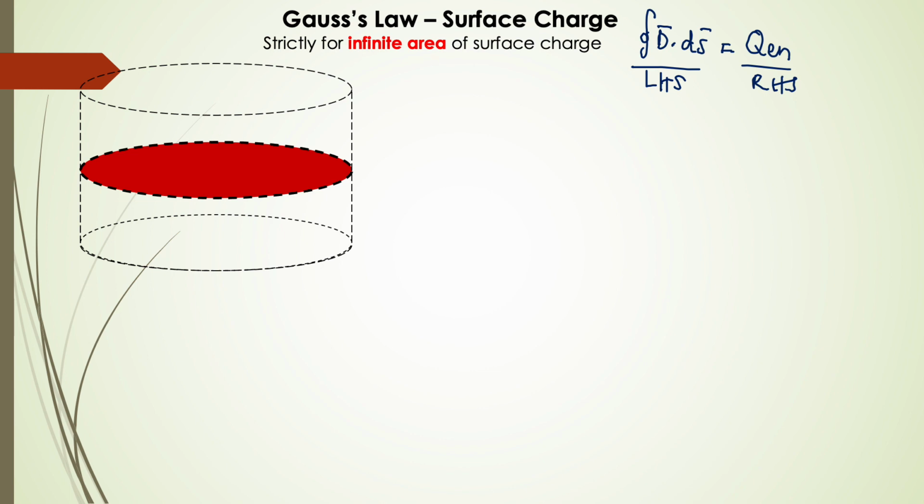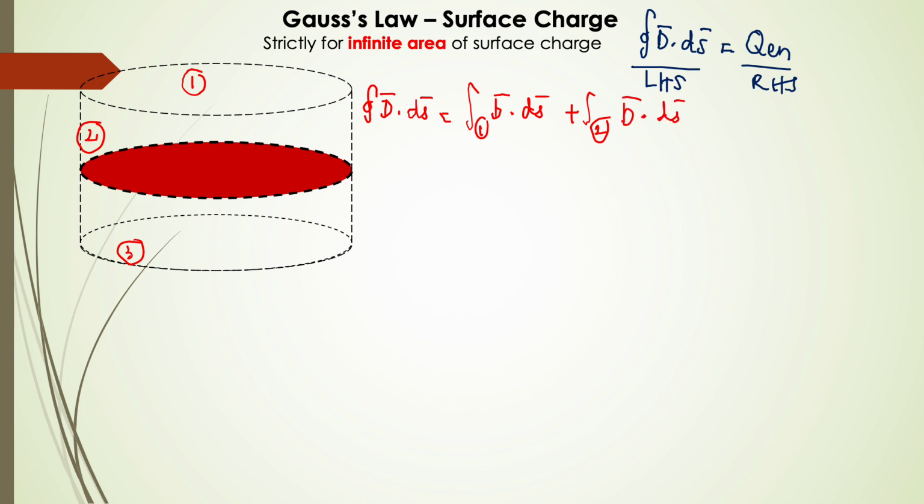Let's look at the left hand side. How many surfaces do we have on the left hand side for your dS? The first one is on the top, the second one surrounds the cylinder, and the third one is at the bottom of the cylinder. So to solve D dot dS, we take the summation of the first surface D dot dS, plus the second surface D dot dS, plus the third surface D dot dS.